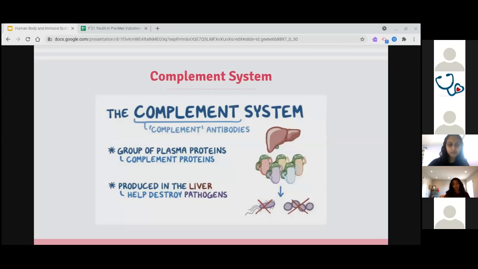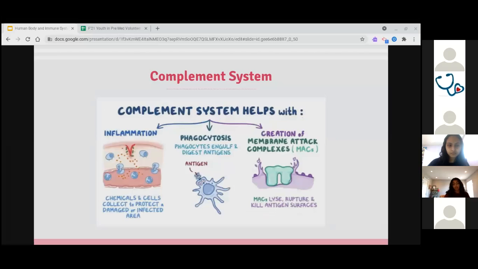There are actually 3 complement pathways: the classical pathway, which was discovered first, the alternative pathway, which was discovered second and is always at work, and the lectin binding pathway, which was found third. The complement system can also help the human body with inflammation, phagocytosis, and the creation of membrane attack complexes.